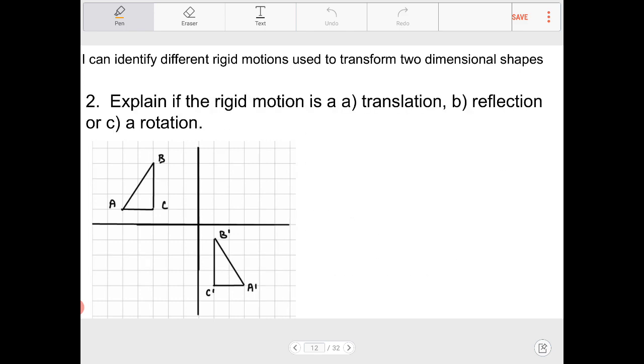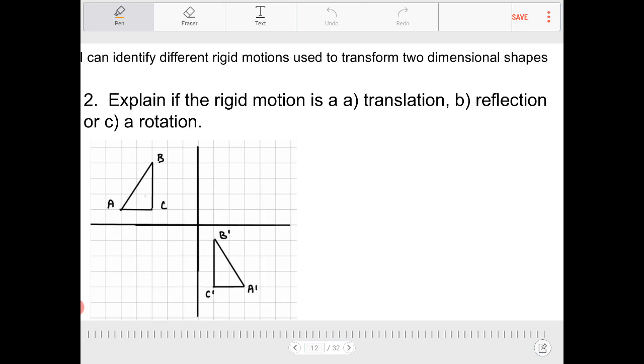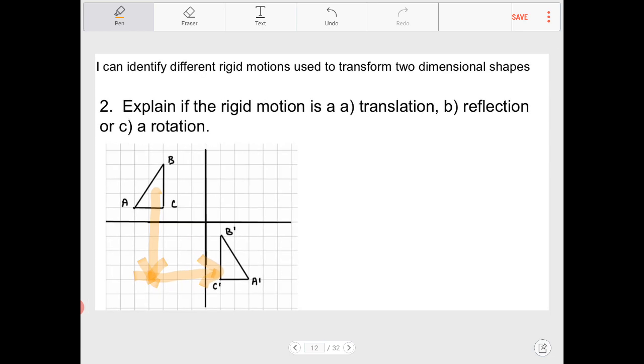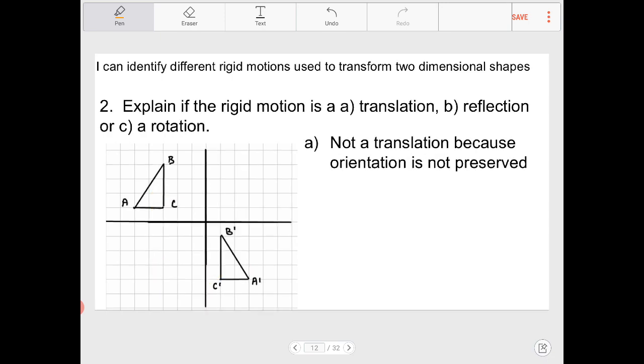Okay, so now we need to explain if the rigid motion is a translation, a reflection, or a rotation. So upon inspection, is this a translation? If it was indeed a translation, we should be able to move this and translate it there, right? But it doesn't look like it will land exactly in that orientation. So with that said, what do you think it is?